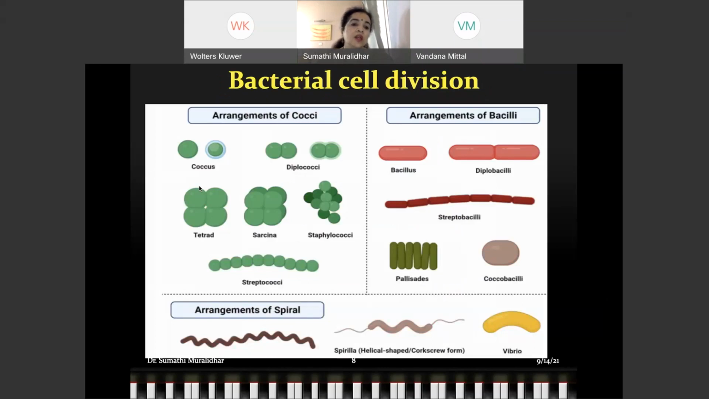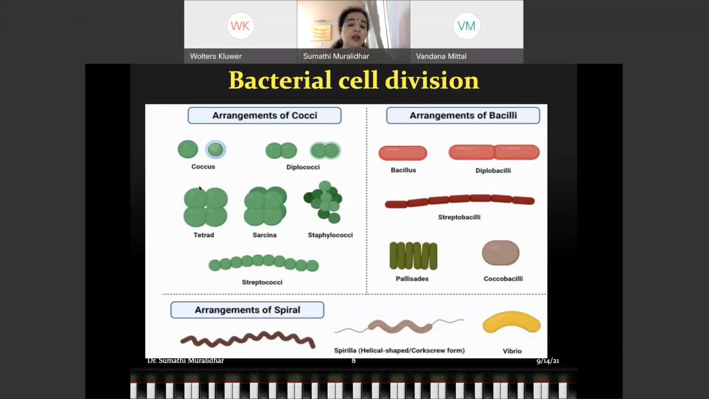So that gives rise to the arrangements of the bacteria, whether they are cocci or bacilli. I'm sure by now, after your morphology class, you would know what cocci and bacilli are. The round-shaped, spherical bacteria are called cocci, and the rod-shaped or longer ones are called bacilli. Apart from that, you have the spiral bacteria. So when the bacteria divide, the daughter cells stick together and may form certain arrangements.